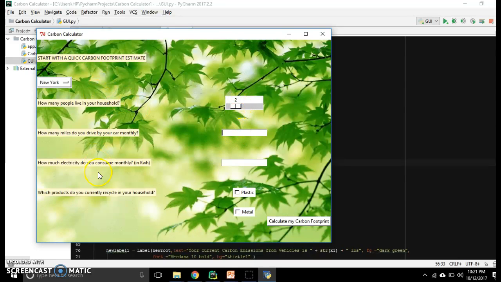The carbon footprint is then calculated by taking into account three parameters. The first one is emissions through vehicle. Assumingly he drives 500 miles monthly. Then the user is asked for his electricity consumption per month.